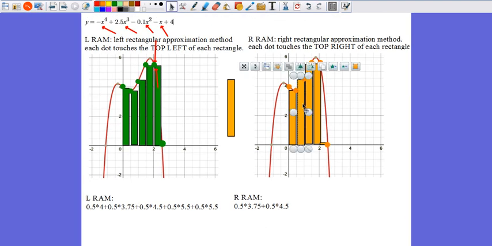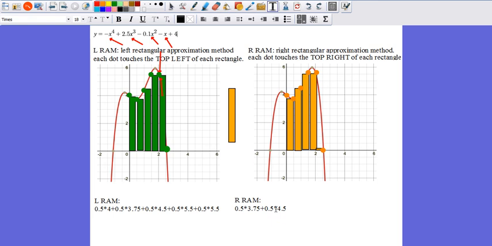Okay, it's going to be 4.5 here. I just made that a little higher. I cheated a little bit, just to make this example flow more smoothly. Okay, let's go to this third rectangle, 0.5.